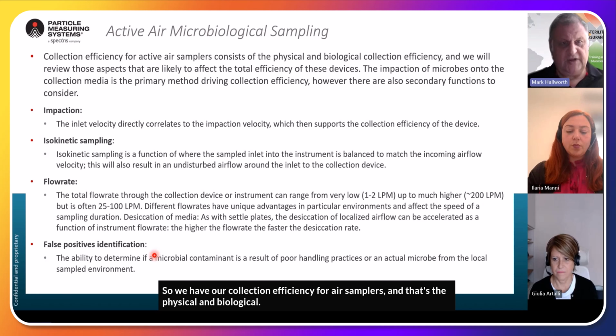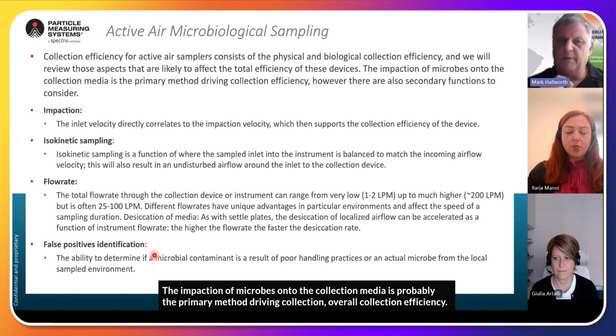So we have our collection efficiency for air samplers, and that's the physical and biological, and we can control those relative to a series of functions within there. The impaction of microbes onto the collection media is probably the primary method driving overall collection efficiency, but there are secondary functions that we consider. So impaction, as we said, is that initial collection that's the primary differentiator when you start to look at different techniques and technologies.